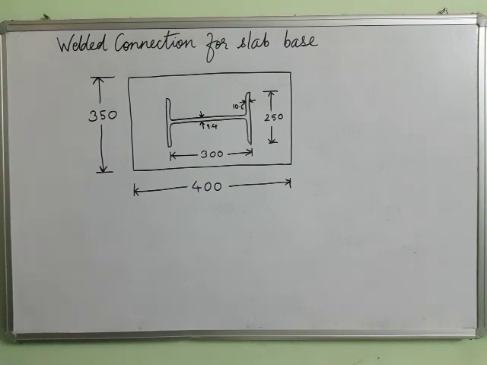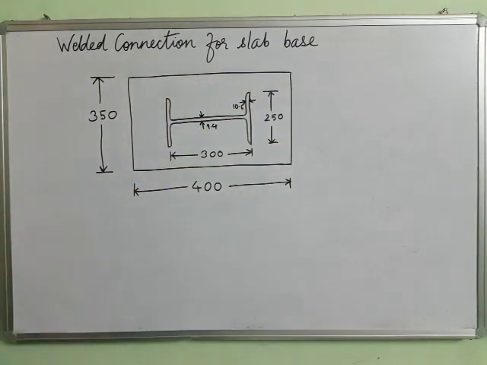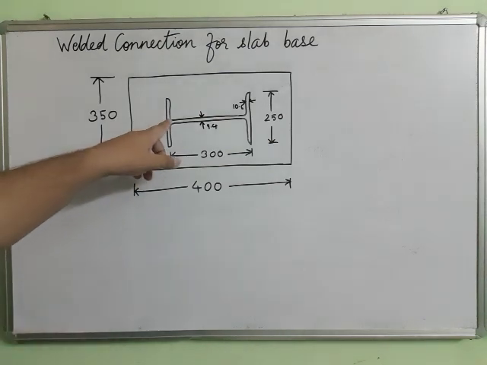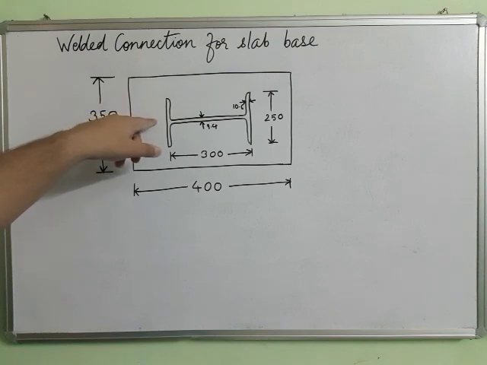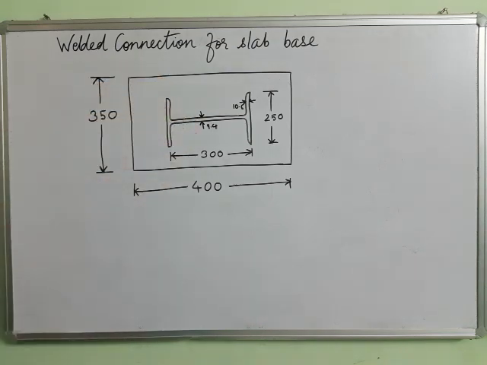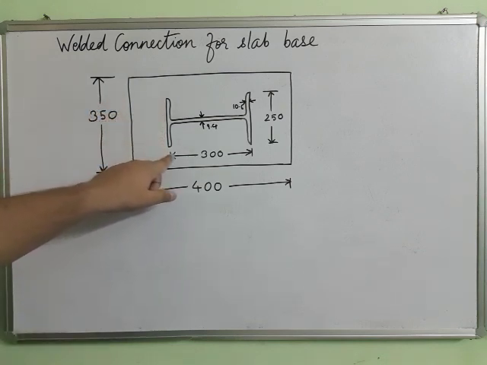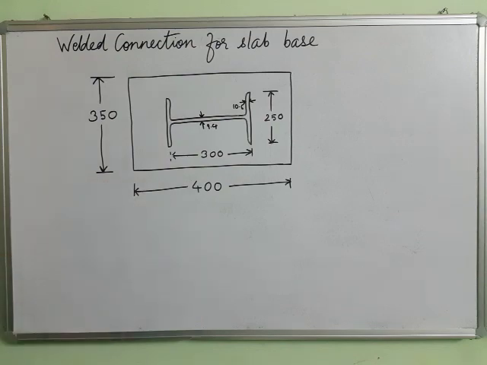Now you see, just after finding the dimensions of the base plate, we also have to connect the column with the base plate, isn't it? That means we cannot just keep the column directly over the base plate, isn't it? We have to connect the column somehow to the base plate also. And for that, we can use welding. Otherwise, what will happen?